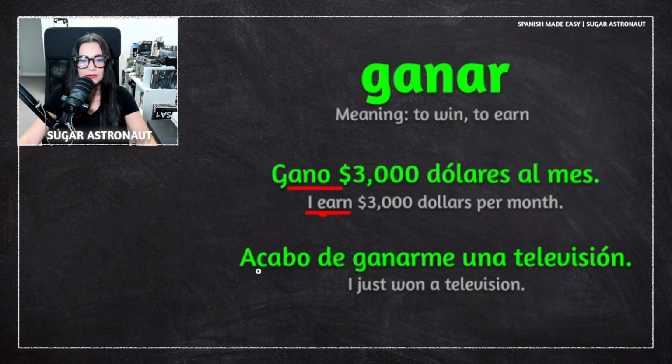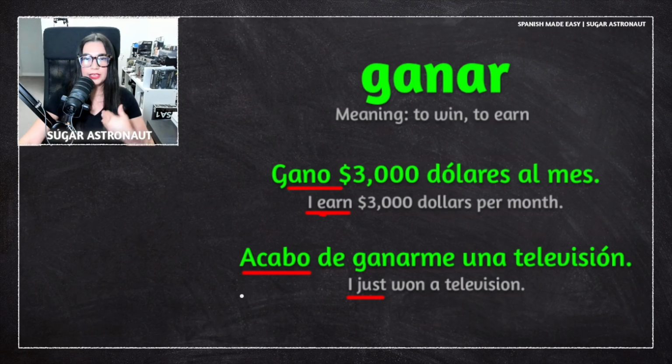Anyways, so let's break this down. Let's see how it works. Yo acabo. You can say yo acabo. Okay? Acabo is a great Spanish word that means I just. When you say yo acabo, that means I just. Okay? I just, when something happens. I just saw this person, I don't know, at a cafe. I just won a television. I just ate a hamburger. You can use it in many different ways.